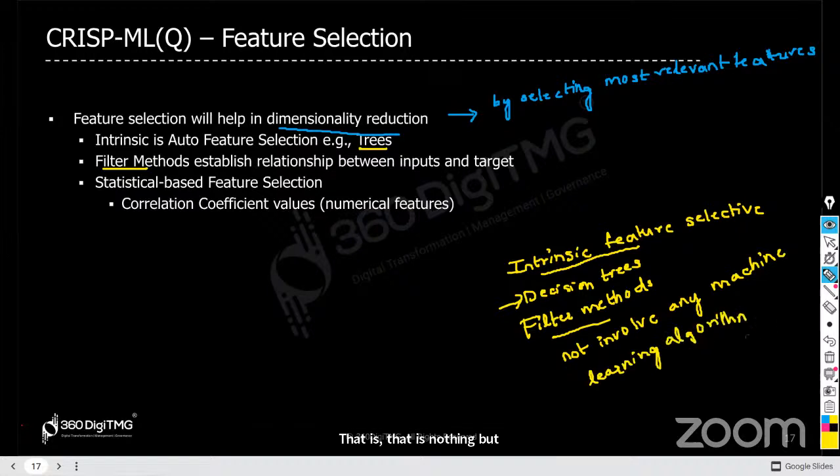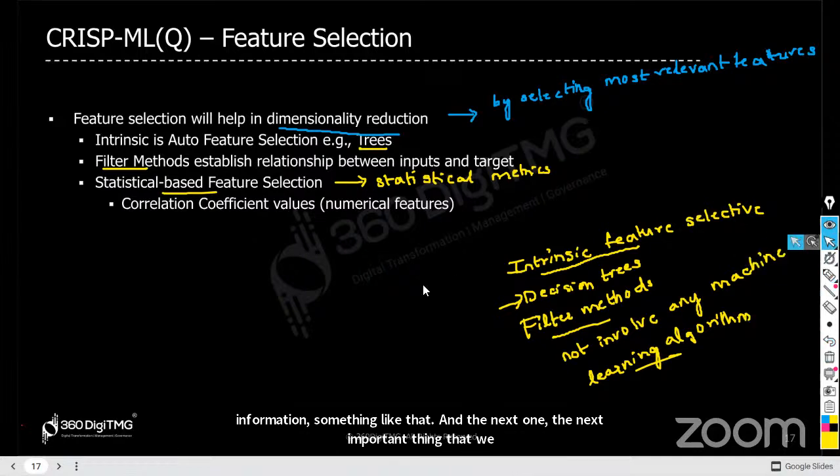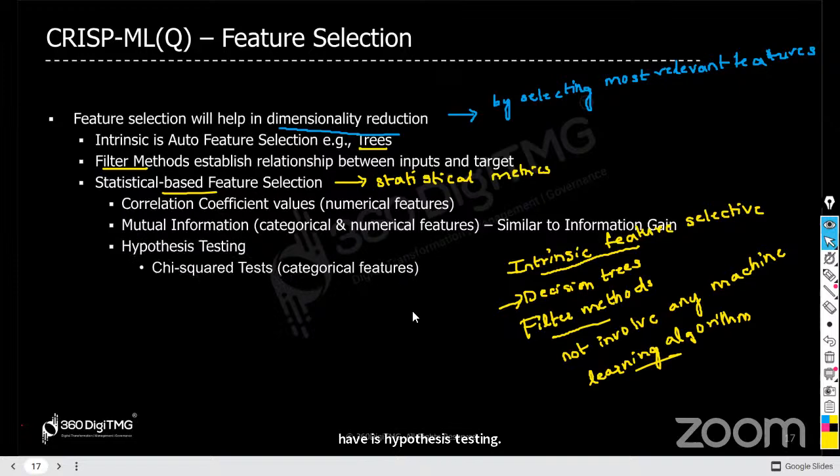And in filter methods, you again have different examples. The first one is statistical based feature selection. What is statistical based feature selection? Here, we will use some statistical metrics to evaluate the relationship between input and target. Based on that, we will find the relationship, within which we again have multiple types, like correlation coefficient and mutual information. The next important thing is hypothesis testing. Within this you have the chi-square test and the ANOVA test.